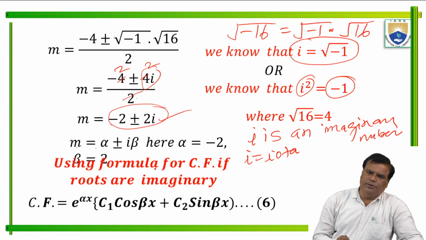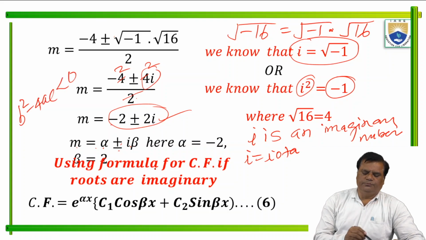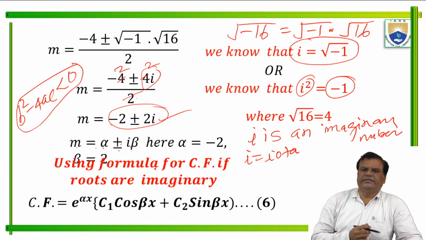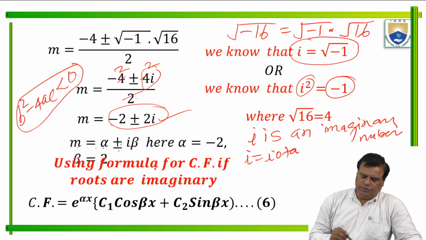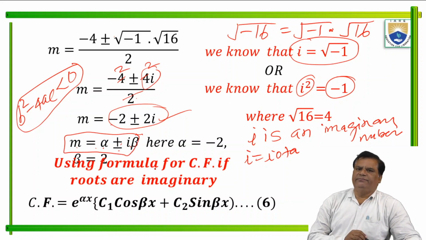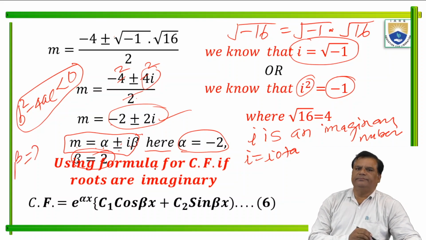Imaginary roots are m equals alpha plus minus i beta. This condition comes when b square minus 4ac is less than 0. So we have got imaginary roots, m equals alpha plus minus i beta, where alpha is minus 2 and beta is 2 here.